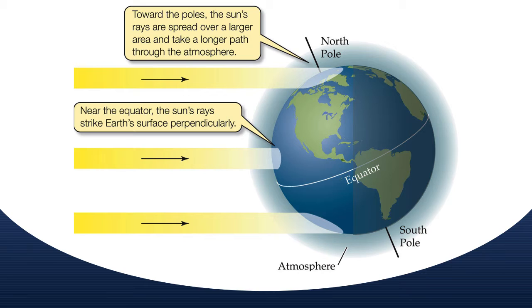the amount of light that hits the Earth coming from the sun varies depending on where you are on the Earth. Right around the equator, the sun rays strike the Earth almost perpendicularly, right? Straight on. Whereas if you're up towards the pole, the rays of the sun are spread out over a larger area and take a longer path through the atmosphere. And this differential heating of the Earth's surface is why we have temperature differences on our planet.